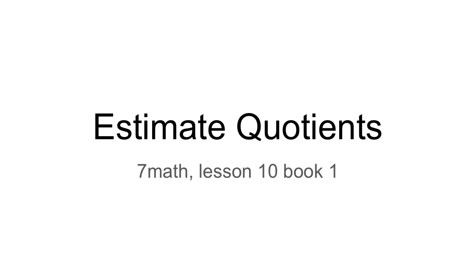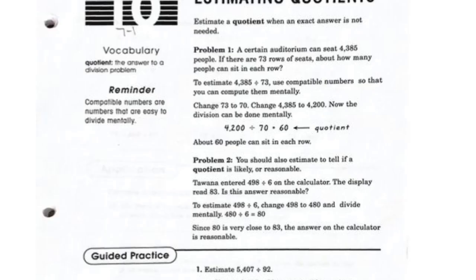All right, 7th grade. This is lesson 10 in math, estimating quotients. Our quotient is the answer to a division problem. Reminder, compatible numbers are numbers that are easy to divide mentally. We estimate a quotient when an exact answer is not needed.